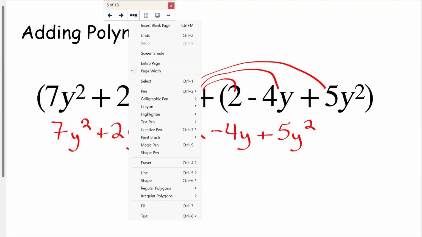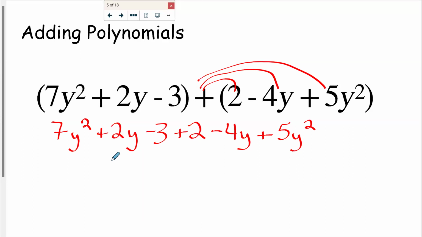Now, what we're going to do is combine like terms. Like terms are variables raised to the same degree. So we have a 7y squared. Do we have any other y squared? Yes, we have this 5y squared. So we combine them. 7 plus 5 is going to give me a 12y squared.